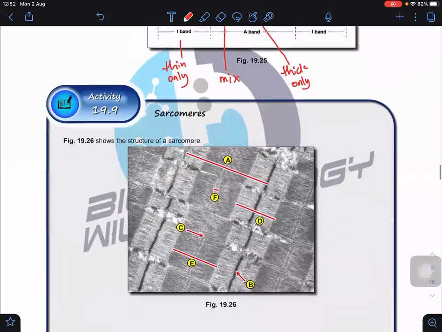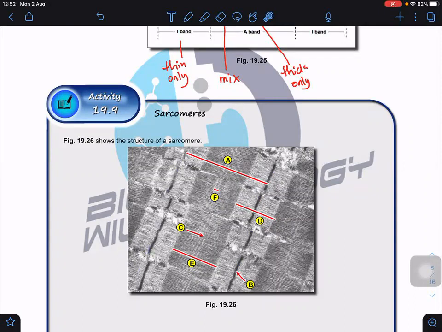Now try to figure out what A is. If you look at A, this is one Z line, and this is another Z line. So B is actually a Z line. A is the entire length of the sarcomere. B is the Z line.